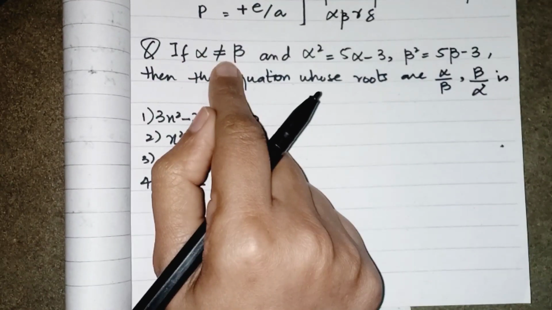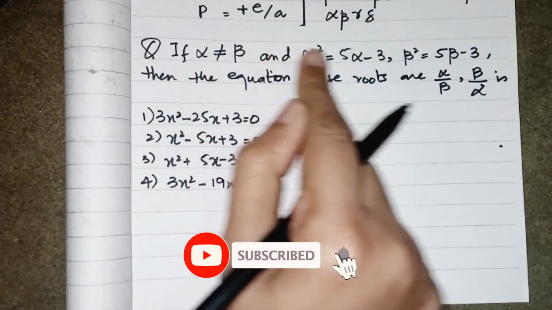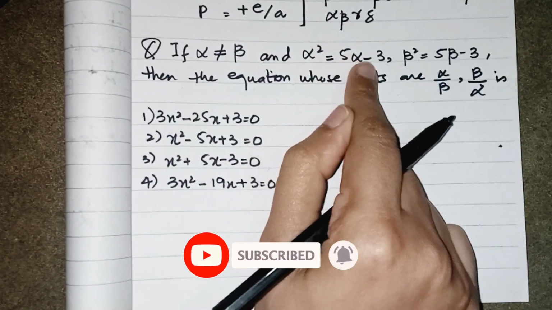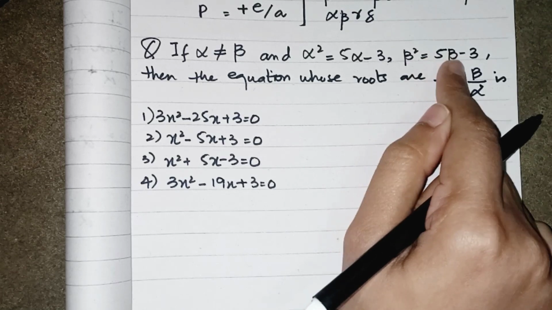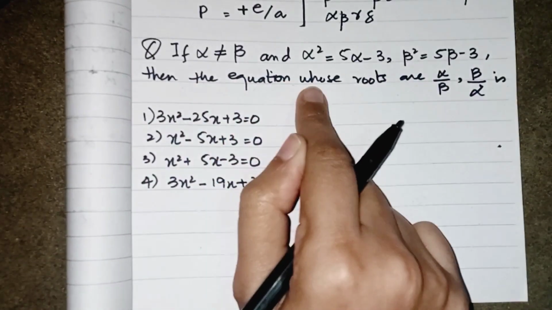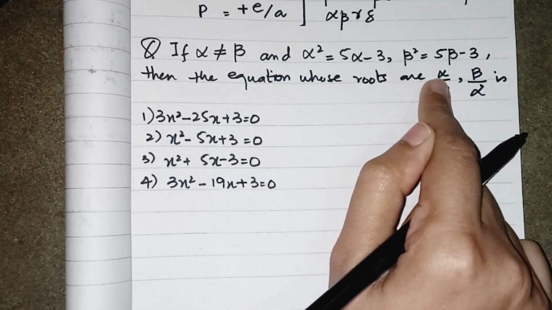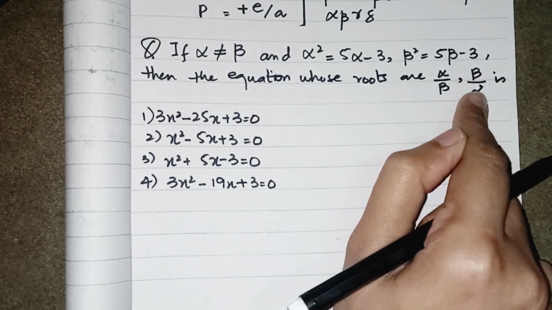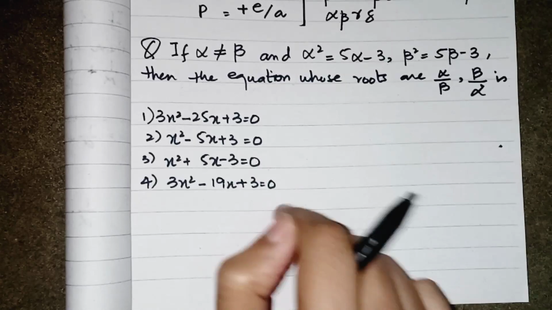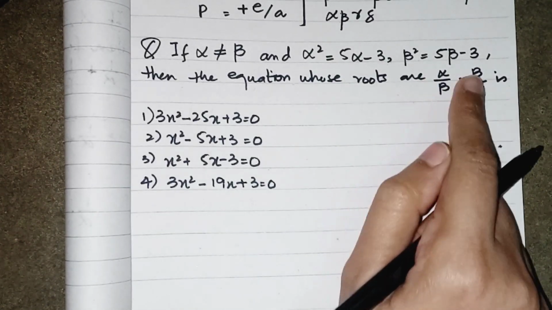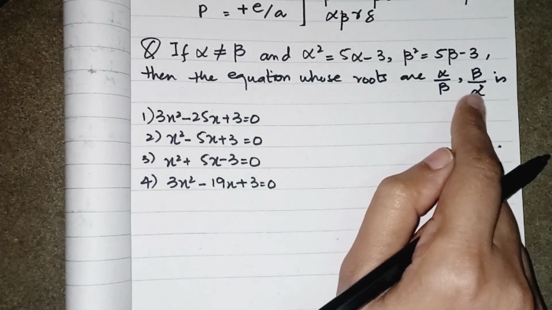If alpha is not equal to beta and alpha square equals 5 alpha minus 3, beta square is equal to 5 beta minus 3, then the equation whose roots are alpha upon beta and beta upon alpha is, we have to choose from these, the equation having roots alpha upon beta and beta upon alpha.